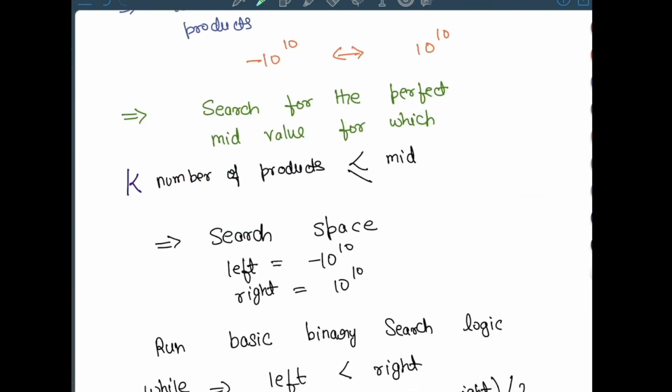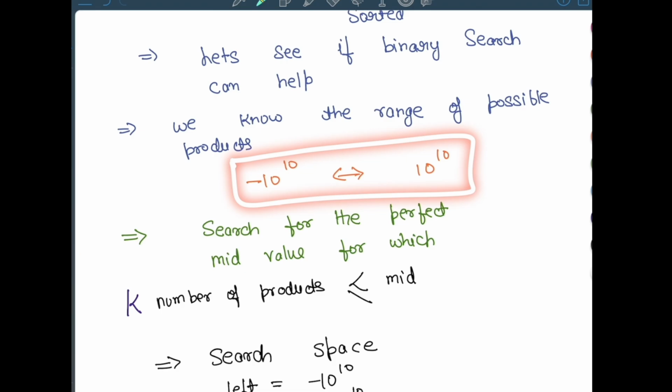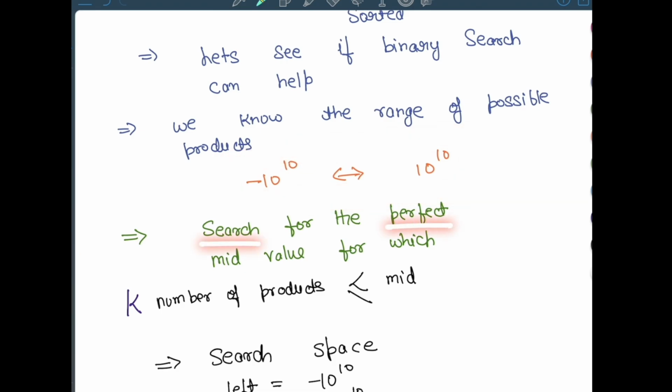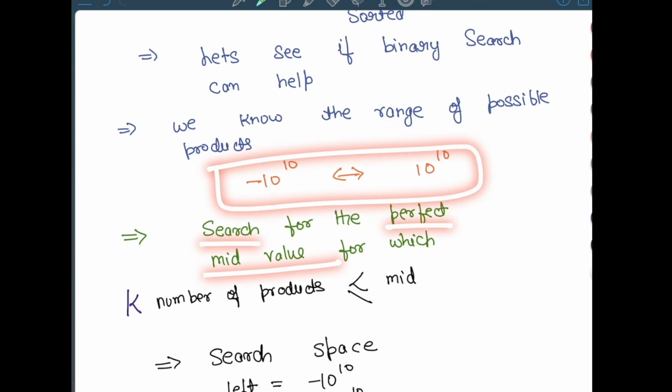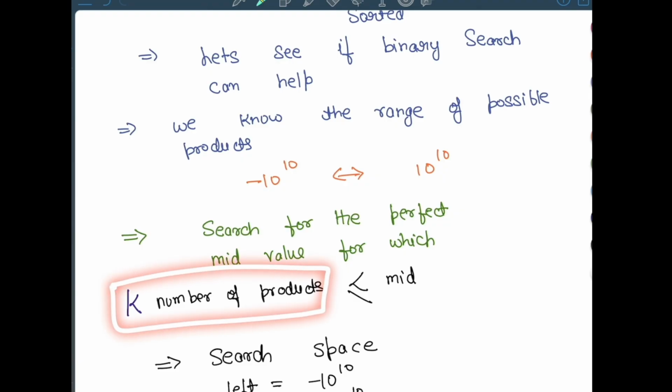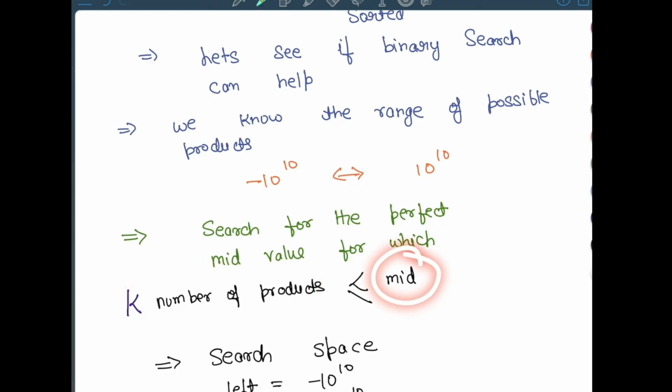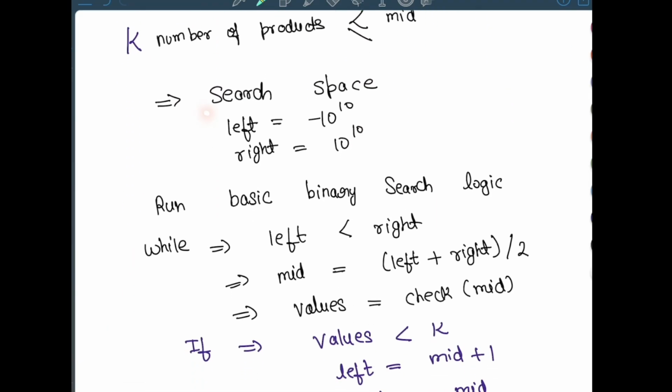So that's what I'm trying to tell you, that this is our range of all the possible products. We need to search for the perfect mid value within this range for which there are k products less than or equal to mid. That's what we need to do. So right now we have a search space, right? We already know what the search space is.